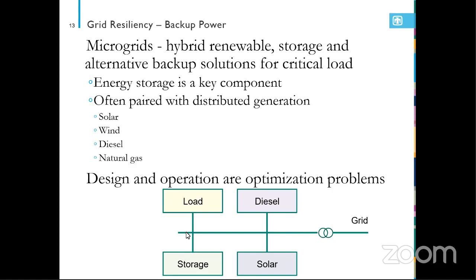Microgrids are a whole topic unto themselves, but the design and operation comes down to an optimization problem. When you're designing your microgrid, there are trade-offs between the size of the storage versus the size of the other grid assets. And then also when you're operating the system, you want to operate it for maximum efficiency. So both those come down to optimization problems.